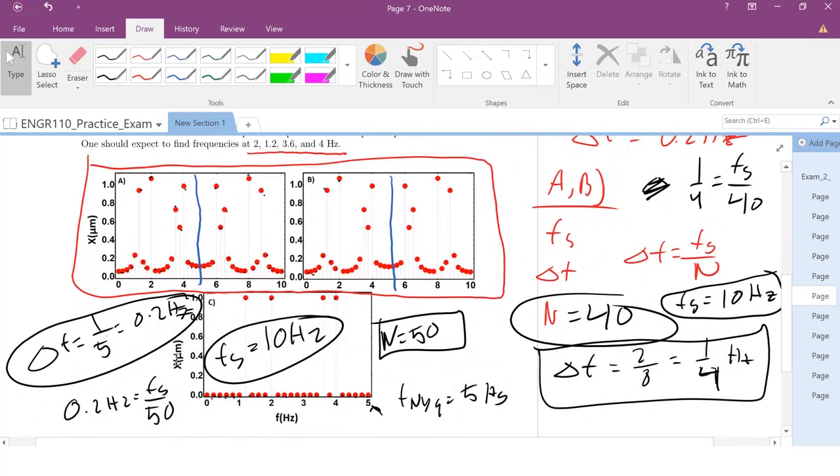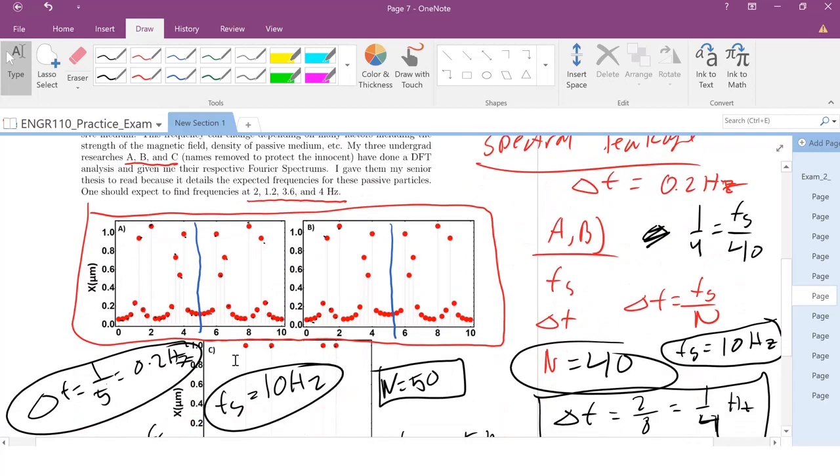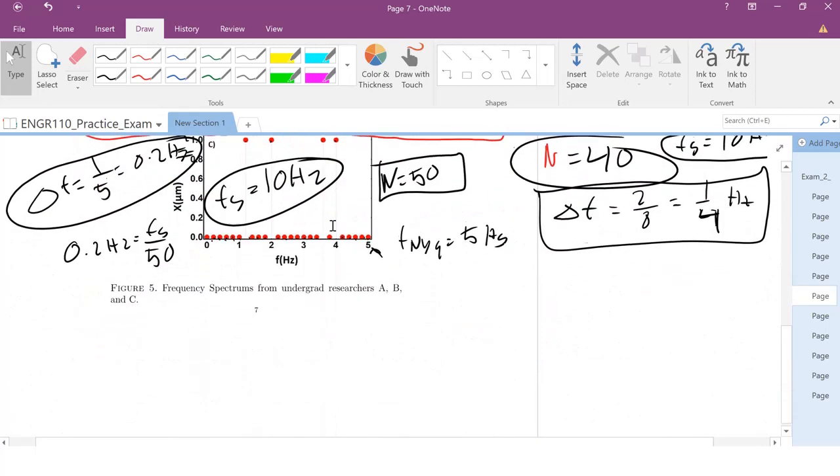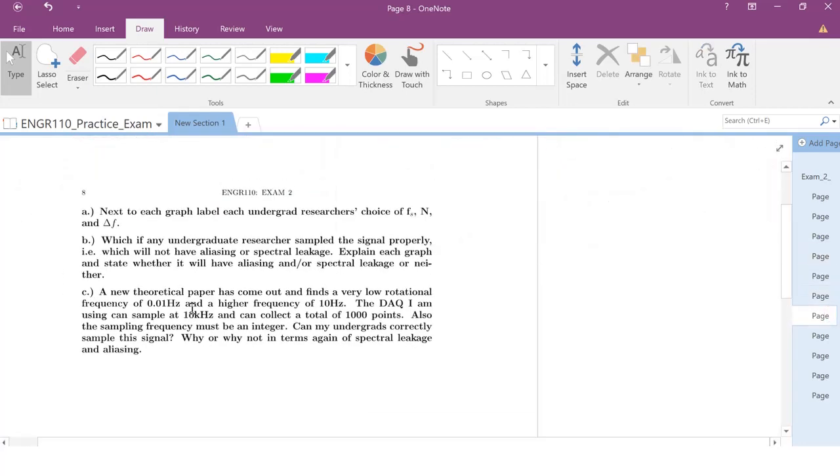Yeah, this one is sampled correctly. Our Fs is 10 hertz, so it's greater than twice our maximum frequency. 0.2 is going to allow us to hit all these frequencies we're trying to measure. That's it. C will work. We're good to go there. So let's see what else this problem is asking us.